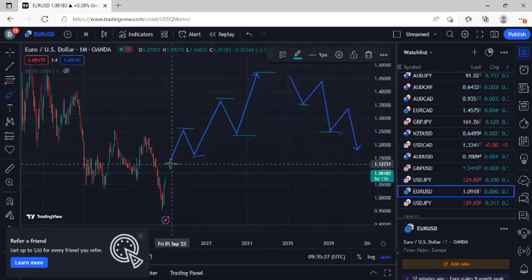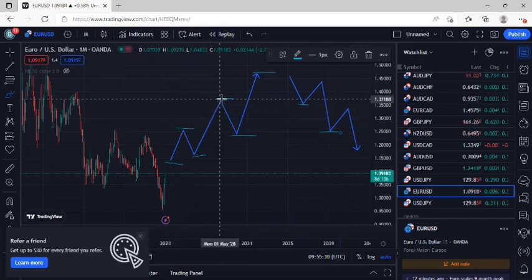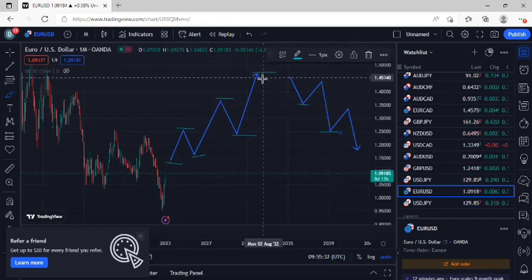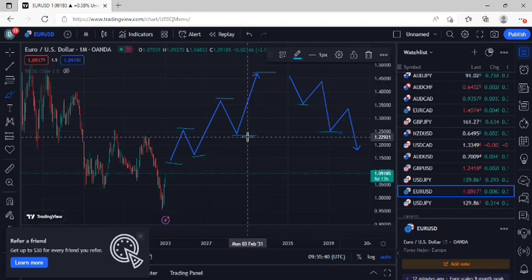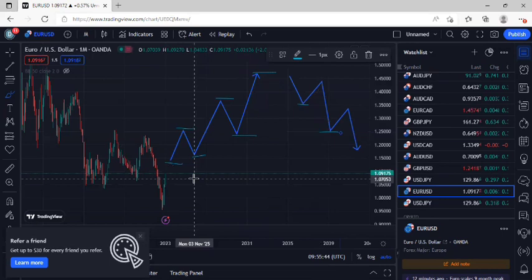When the market is creating higher highs, what are you having? You're having an uptrend. So that is it. That is how you use market structure to get the direction of the market.